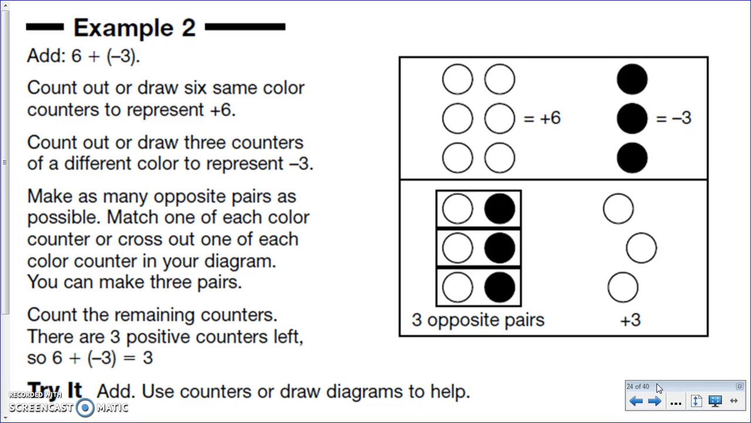So what they've done in the bottom box here is paired one white with one black. So that's a +1 plus a -1 there, which becomes 0. So those 3 cancel each other out. Then we look at the remaining counters. There's 3 left, and they're white, which is our positive counters. So our answer is +3. So 6 plus -3 is the same thing as saying 6 minus 3 in this case, and we get +3 as our answer. Try it.